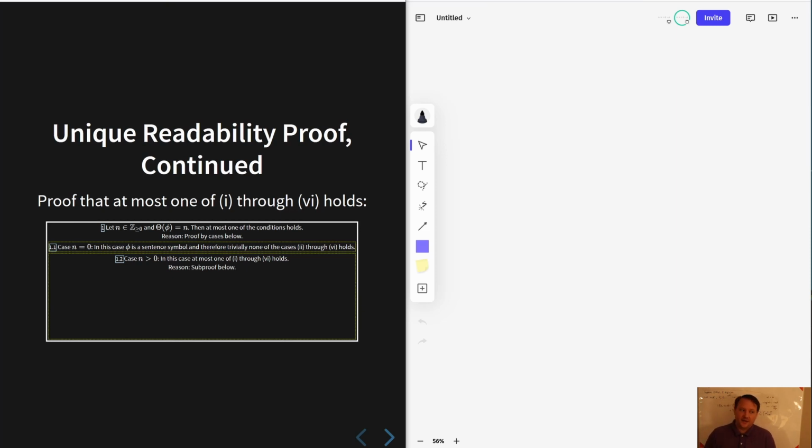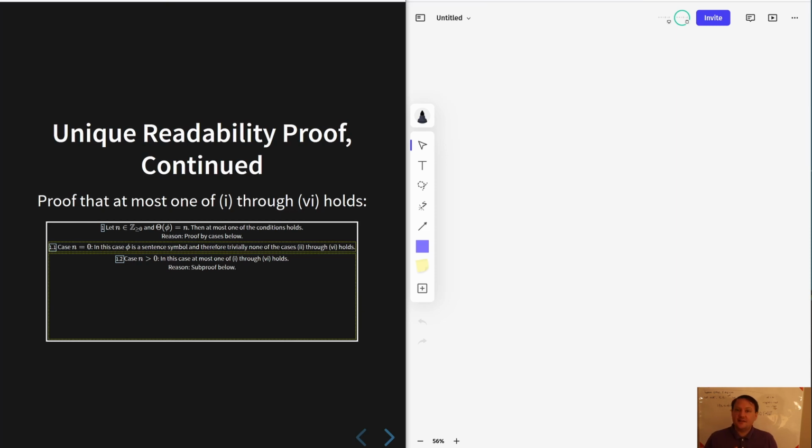Now let's consider the case where n is strictly positive. We are still saying that the complexity of phi is n. Because n is strictly greater than 0, that must mean that phi is in Cent n. It is not in Cent n minus 1. Well, that's just the definition of complexity.